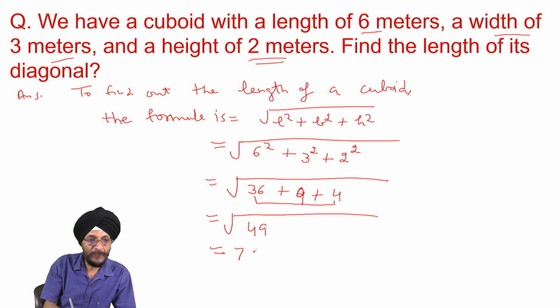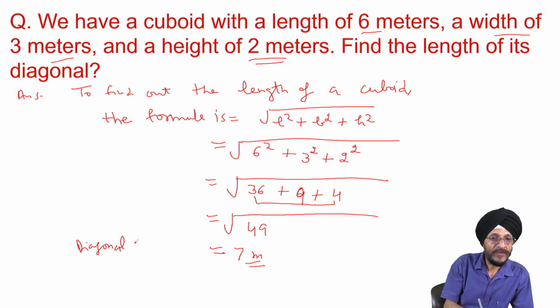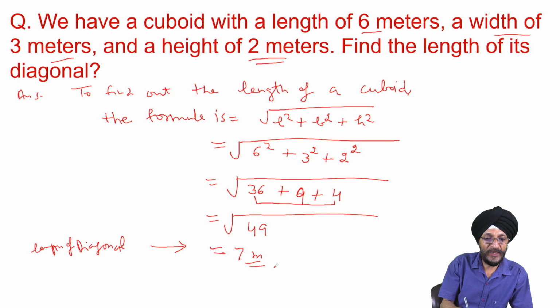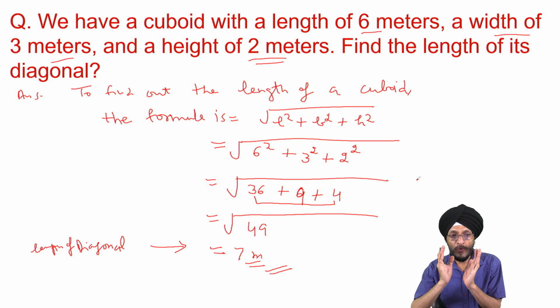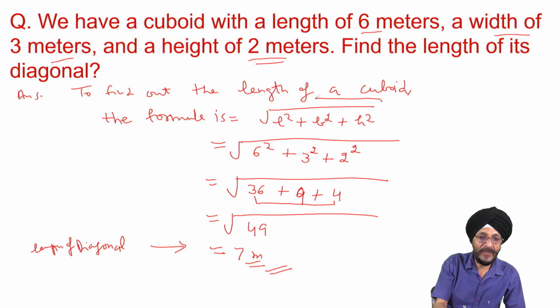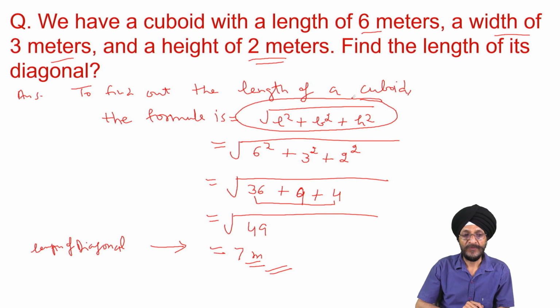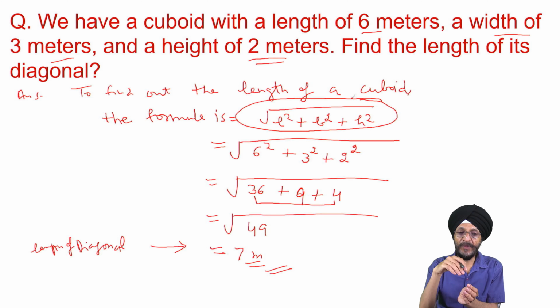Now the answer will be 7 meters. The length of the diagonal is equal to 7 meters. This is the answer. So when we are to find out the length of the diagonal, we are to simply remember this formula: under root length square plus breadth square plus height square, and the length of the diagonal will be before you.